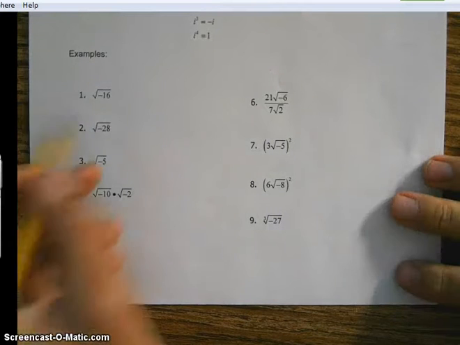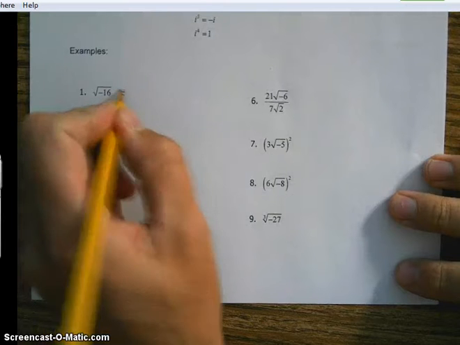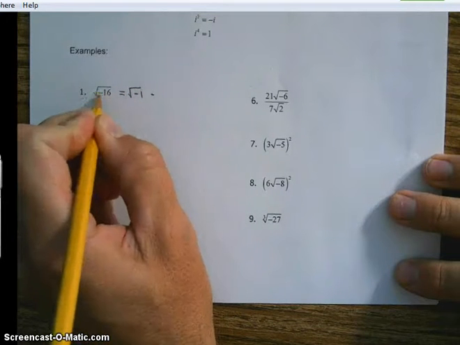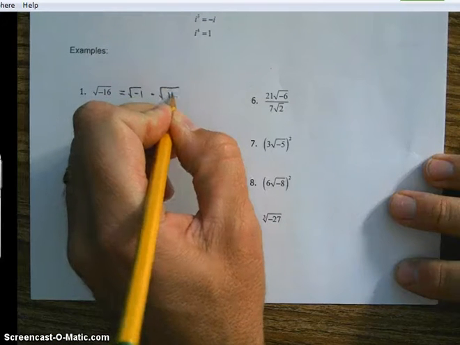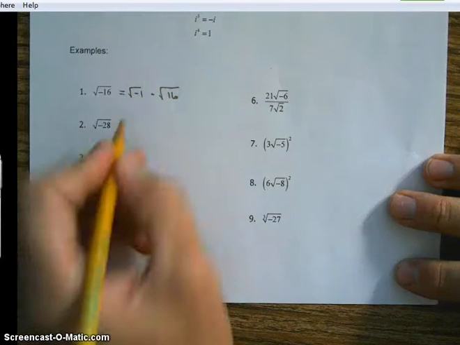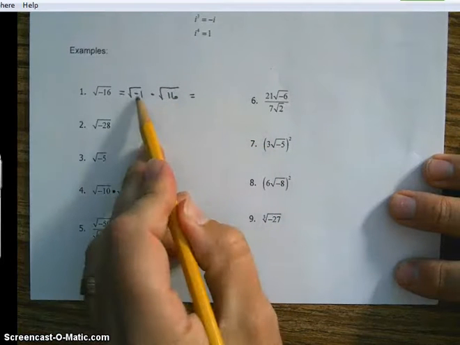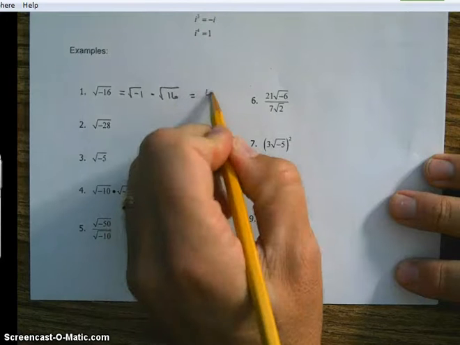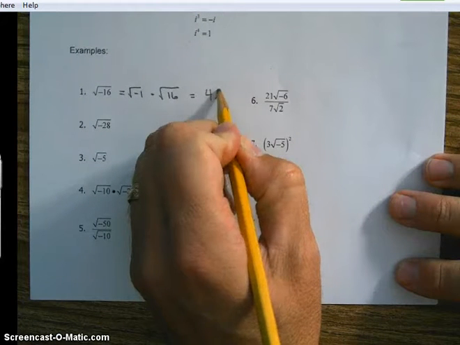So, starting off with number 1, remember that we break this down into the square root of -1 for the negative there in the front times the square root of 16. Okay? I like to save this one for last because I can take the square root of 16, which is 4, and then the square root of -1, which gives us i.